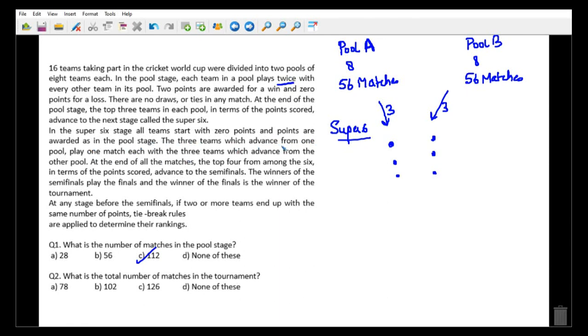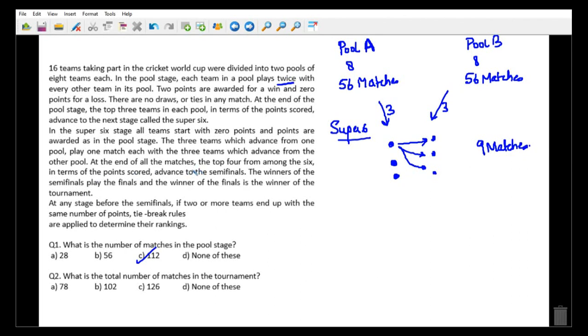The 3 teams which advance from one pool play one match each with the 3 teams which advance from the other pool. So that means this team is going to play with this team, this and this. Likewise, this team from pool A will play 3 matches against the 3 teams of pool B, and this team of pool A will play 3 matches against the 3 teams of pool B. So we can say that there are going to be 9 matches in Super 6 stage.